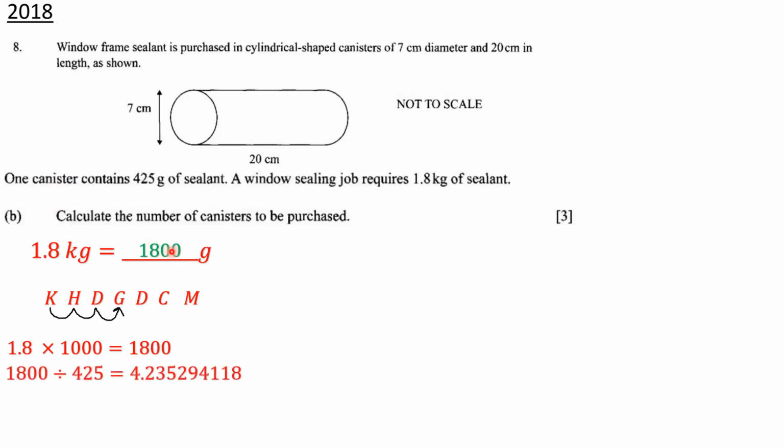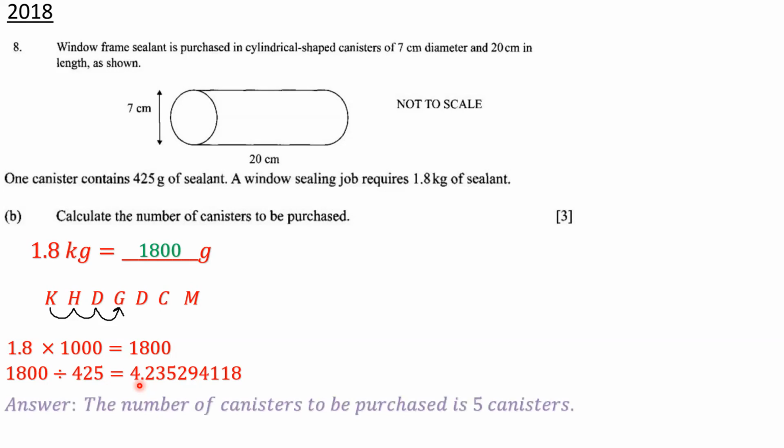Okay, so now we know that the window sealing jars requires 1,800 grams of sealant, and one canister of the sealant is 425 grams. So we're going to divide 1,800 by 425, and we get 4.235294118. Now, in order to figure out the number of canisters to be purchased, we would say that the number of canisters to be purchased is 5 canisters, because we have 4.235. That's our exact answer.